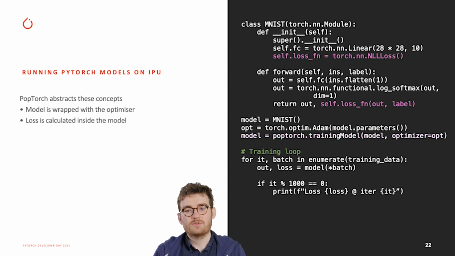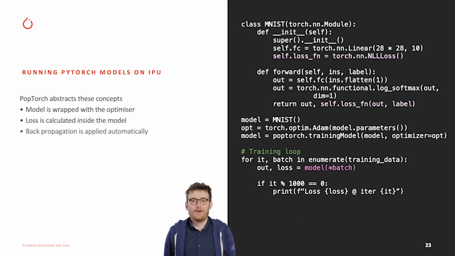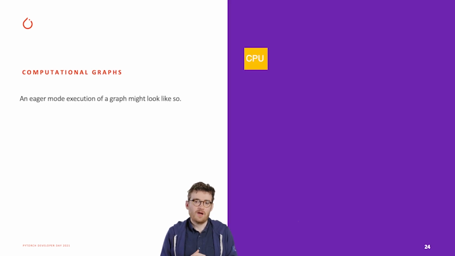A small conceptual change is that the loss is now part of the model itself, and by extension, part of the graph. When we call the model, we are now invoking the full computational graph. Backpropagation and optimizer application are part of that graph. These were applied automatically for you by Poptorch behind the scenes. To show what we mean by computational graph, let's look at the default execution scheme, sometimes referred to as eager mode.